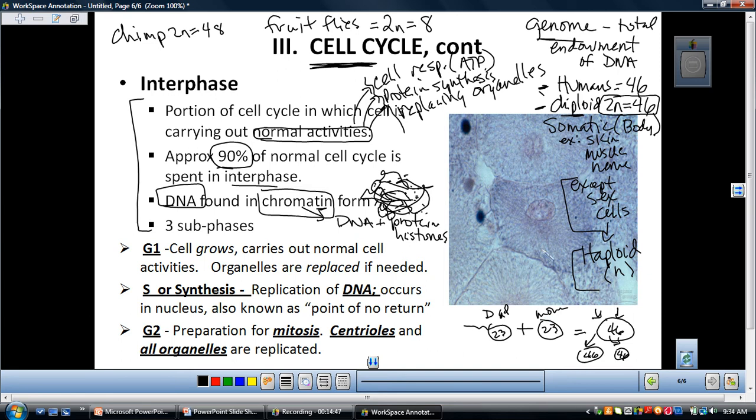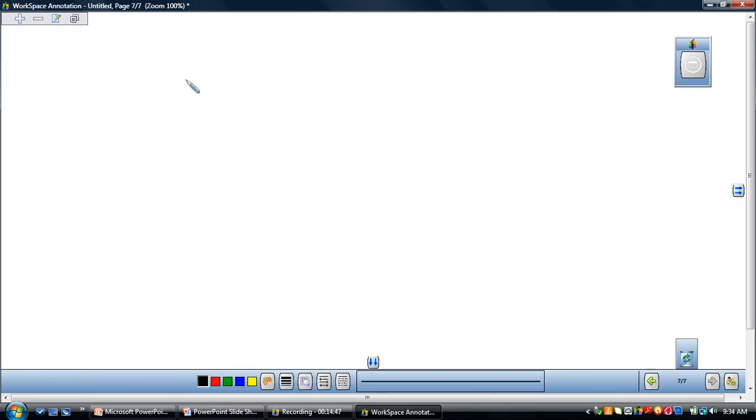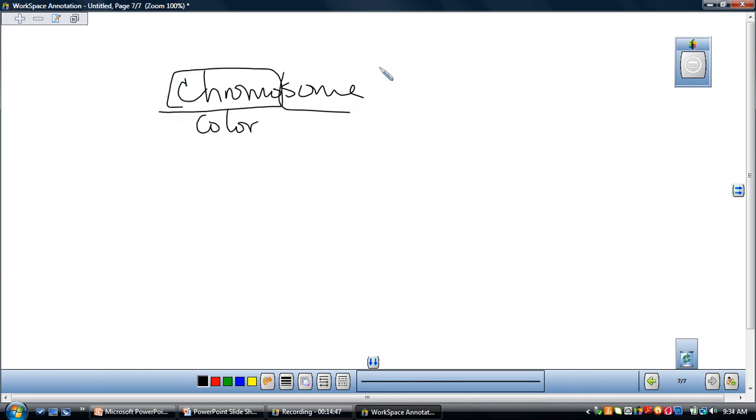I know there's a lot of information there, but I wanted to describe the word genome as the total endowment of DNA for each species. Okay, and then when you use the word chromosome, just so you know, chromo means color and some means body. The reason they're called chromosomes is because they can be stained with a certain color stain that makes them appear under the microscope.